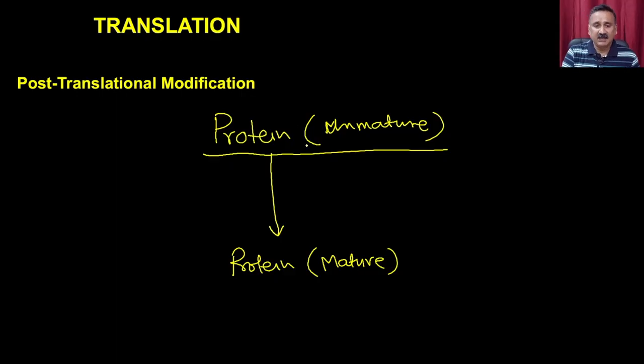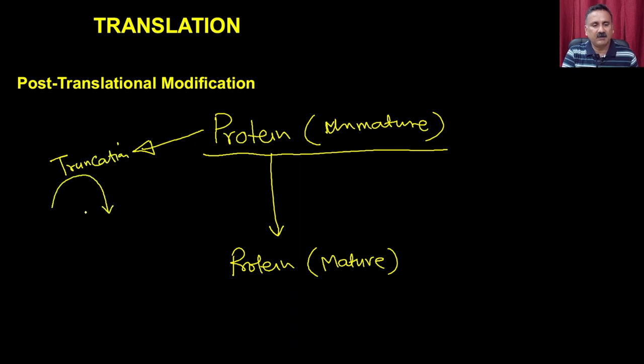So, that is why I am writing this as protein as an immature. It is not applicable to all the proteins. It is possible that some of the proteins which are produced after translation could be in the final form and could be utilized as such. So, one of the classical examples what you have seen is the proteins are getting truncated. So, one of the modifications could be the truncations.